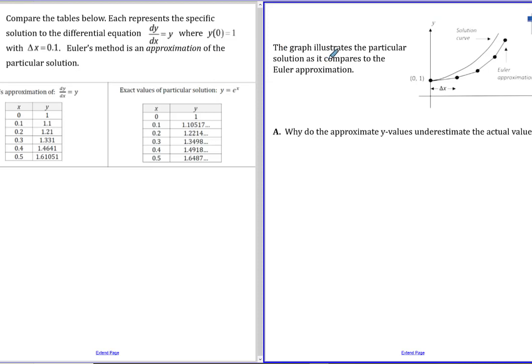Okay, so the graph illustrates the particular solution as it compares to the Euler approximation. So here's our solution curve, and here with the dotted points is the Euler approximation, you can see what's happening. Our delta x was a tenth, and each time we moved a tenth to the right, the solution curve looked like that. So why do the approximate y values underestimate the actual values? Can you come up with a statement that would help you with that?